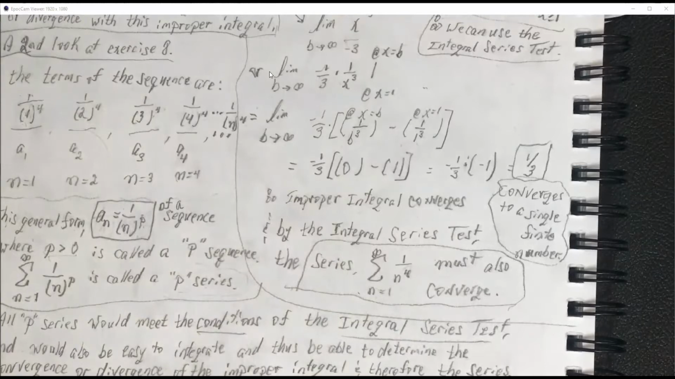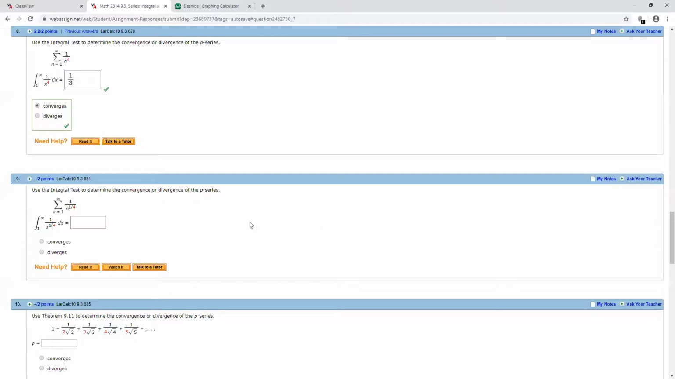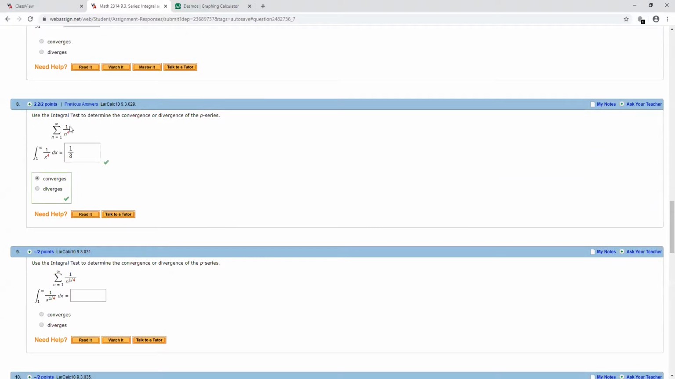So, number 8, this is 1 over n to a power, and P is equal to what? 4, which means by the P series test, we know that it will what? It will converge. But this problem by the author told us to do what? To use the P series test or to use the integral test? The integral. That was pretty cruel of the author, wasn't it?